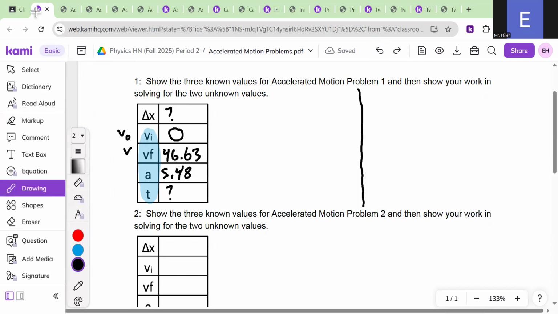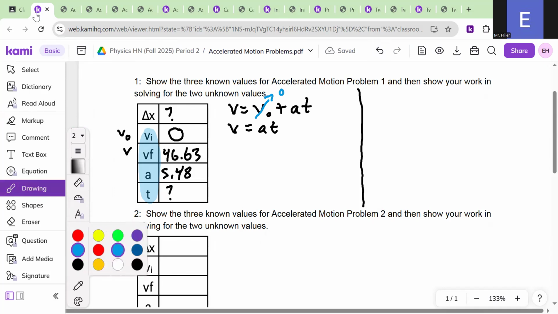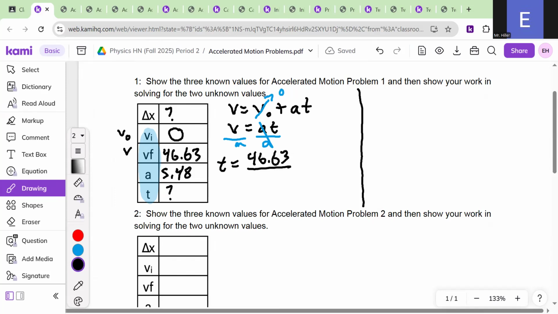Well, hopefully you were able to select from that group V equals V naught plus AT. And that's equation number 8. Now we get to cancel out V naught because it's 0. And so our equation is V equals AT. Divide by A, and T equals 46.63 divided by 5.48.